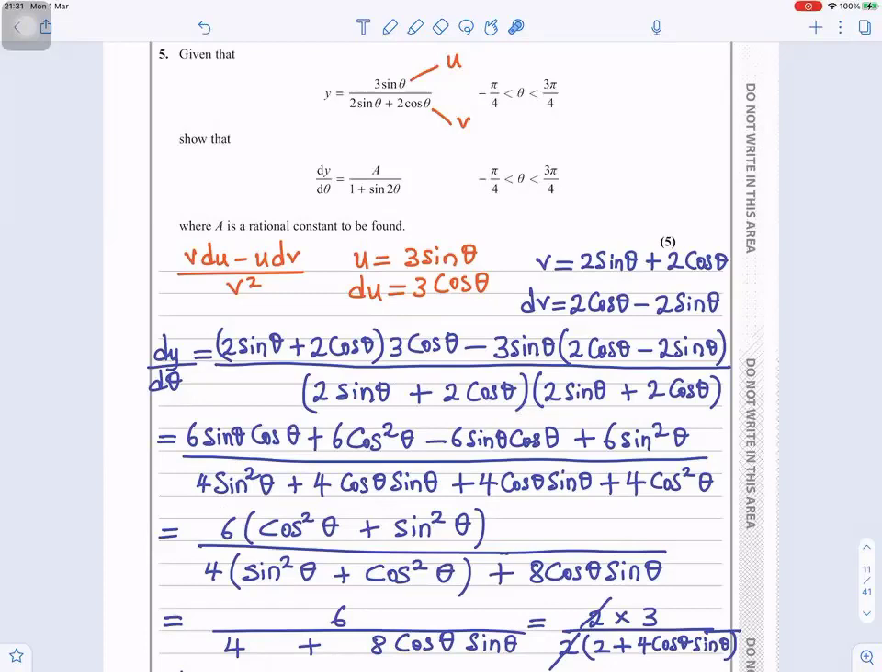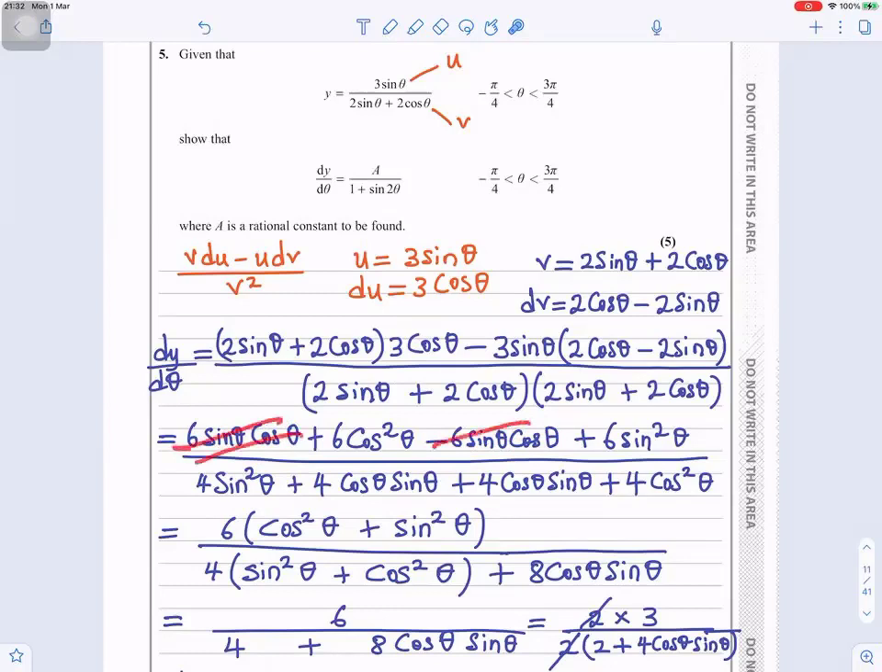Now, you look at the numerator, which you just multiply out, and you look at the denominator. So you would end up with 6 cos squared theta plus sine squared theta, because this would cancel with this, it will become 0.